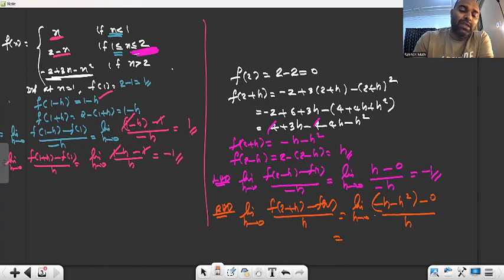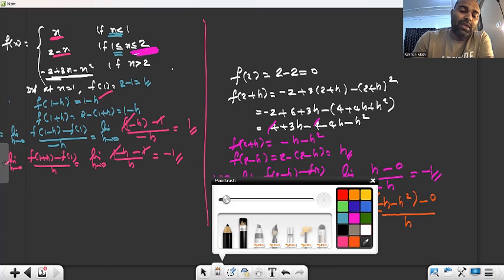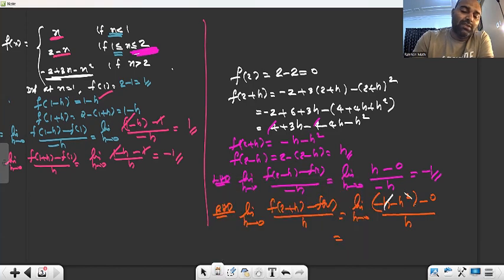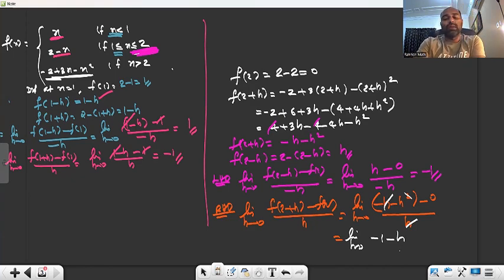h commonly you can cancel. When you're cancelling, one h cancels, here also cancels. So limit h tending to 0, cancelled with this. Minus 1 minus h will be there. After cancelling, minus 1 minus h. That is also we got minus 1. Limit h tending to 0 means it is also minus 1.